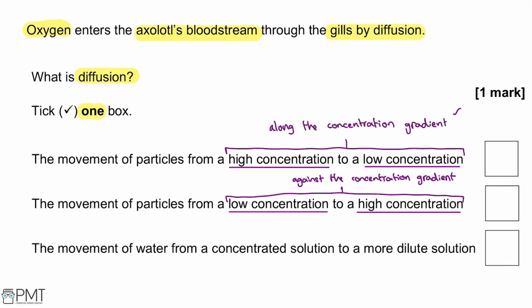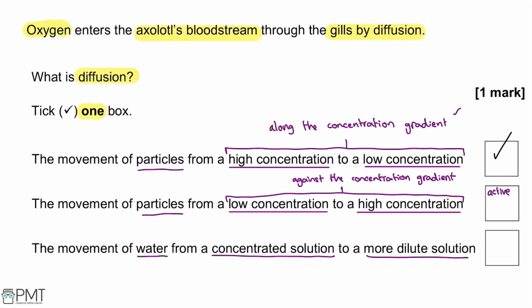The last one says the movement of water, and notice that this is different from the previous ones who both said the movement of particles. So this one says the movement of water from a concentrated solution to a more dilute solution, which is similar to the first one that went from a high concentration to a low concentration. So the correct answer is the first sentence, the movement of particles from a high concentration to a low concentration. And so this one's along the concentration gradient and it's the movement of particles.